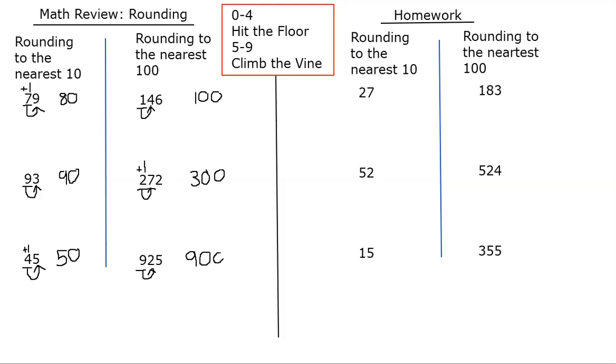Rounding is super, super easy. You just have to remember everything below 5, you don't change the place value. Everything above 5, you have to increase that number by 1. And everything to the right of the line always is 0. Everything to the left stays the same. Tomorrow we're going to be rounding to the thousands place and stuff like that. So we're going to do some more rounding tomorrow. Here are your homework questions over here for you to do: rounding to the nearest 10 and rounding to the nearest 100.